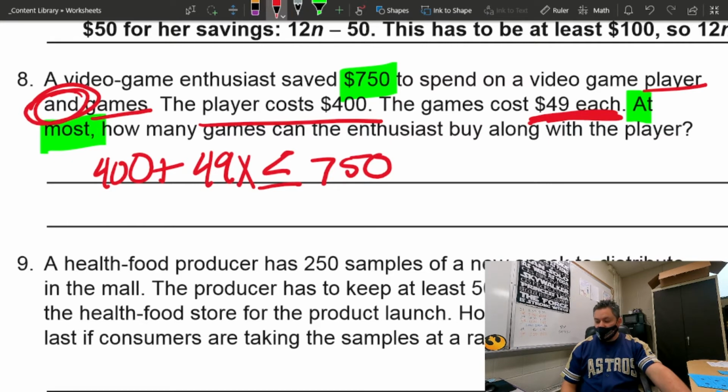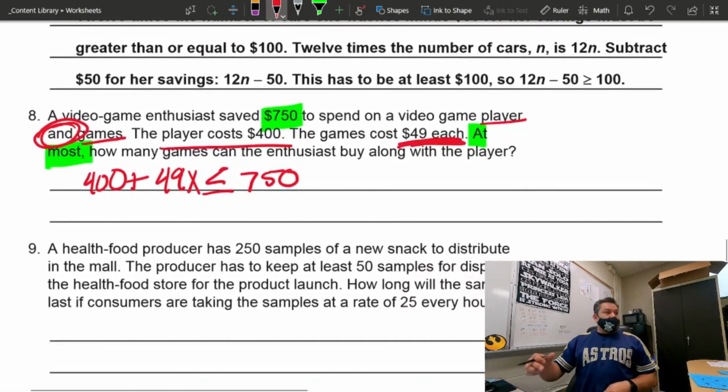So we know that he has $750. We know that the console costs $400, and every game is almost $50, right? $49. We want to know how many games can he buy along with the console. That kind of makes sense in a real life scenario, about the price of a PS5, maybe a little less, and games are usually about $49, $50. So we gotta find out how many games he can buy.